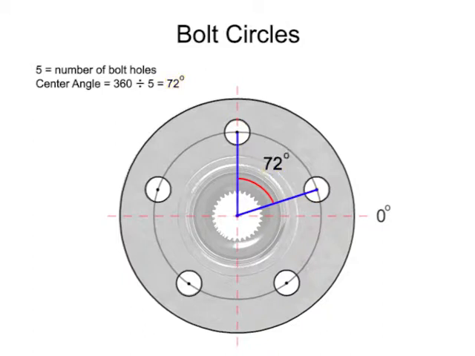Next, we know that the first bolt hole is exactly aligned with the y-axis. Additionally, the value of the angle between the x and y-axis is 90 degrees. The second bolt hole is 72 degrees from the first hole. 90 minus 72 is 18, so the angle between the second hole and the x-axis is 18 degrees. The third bolt hole is 72 degrees from the second.